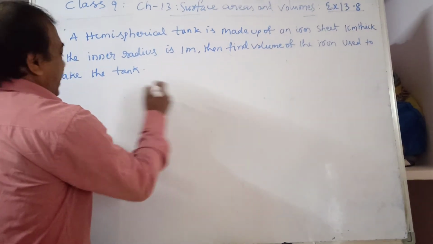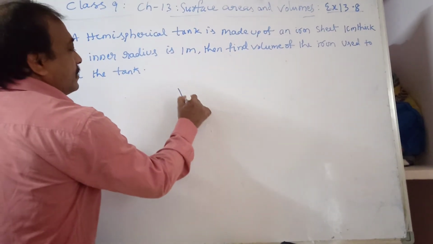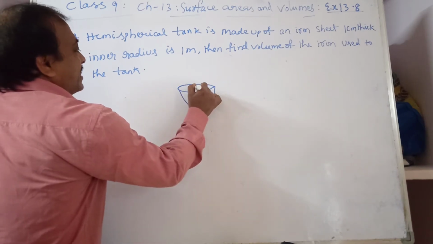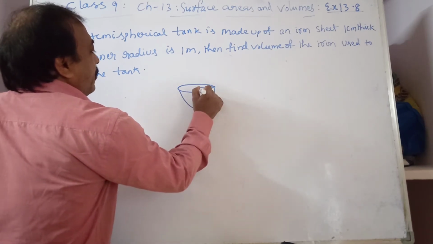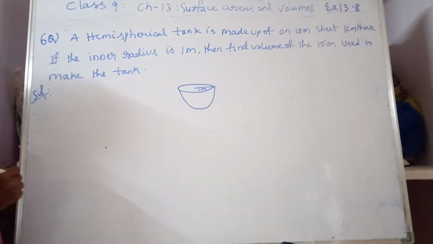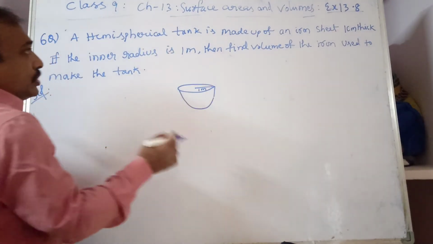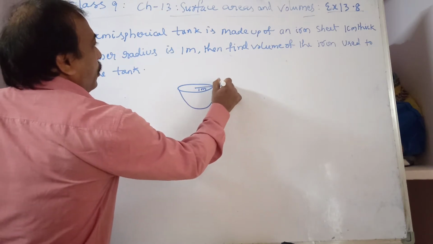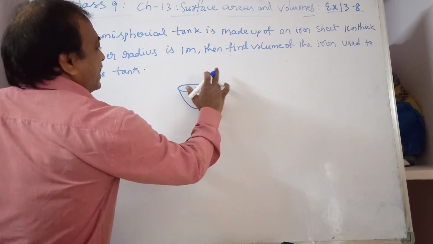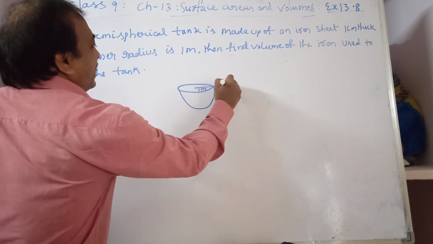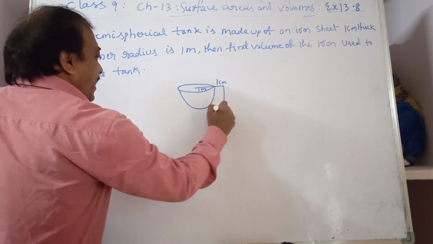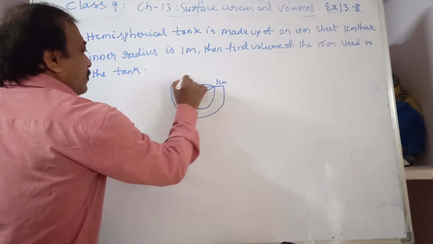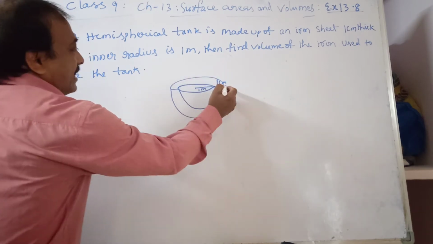Observe here that this is a hemispherical tank whose inner radius is 1 meter. And they prepared some thickness, the thickness is 1 centimeter. They made the thickness like this. This is the thickness.